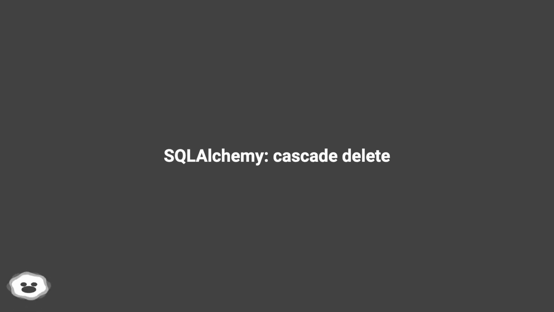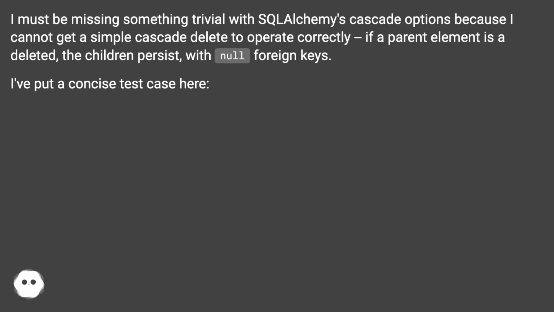SQLAlchemy, Cascade delete. I must be missing something trivial with SQLAlchemy's Cascade options because I cannot get a simple Cascade delete to operate correctly. If a parent element is deleted, the children persist, with null foreign keys. I've put a concise test case here.